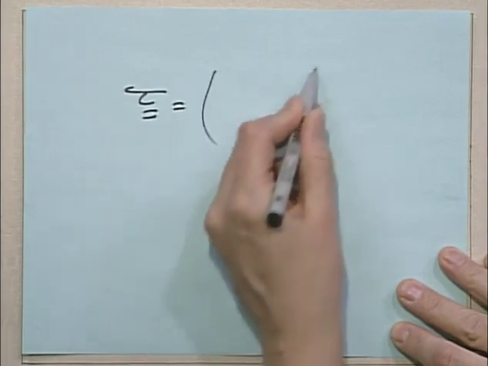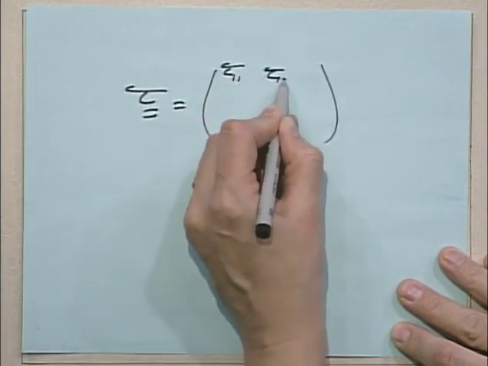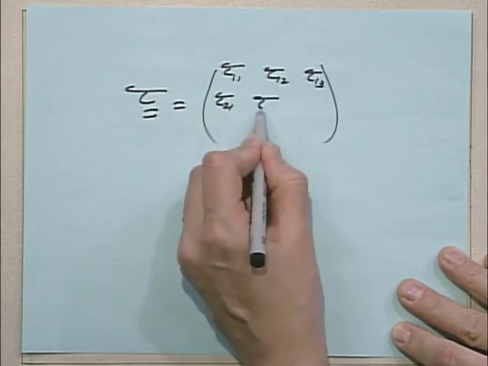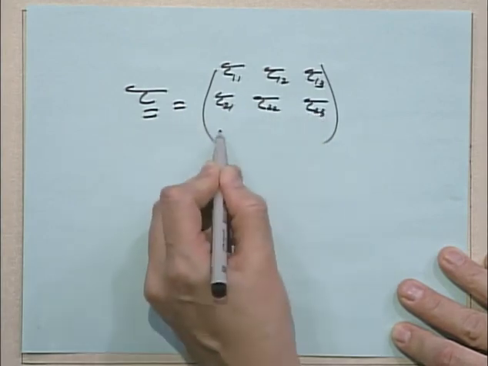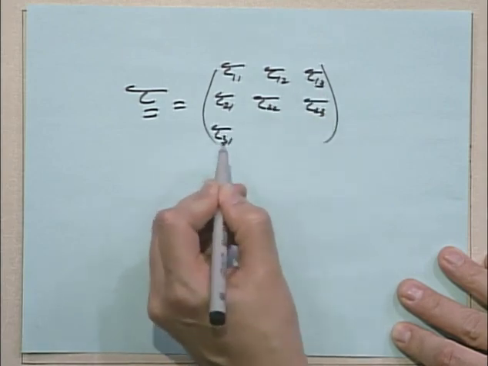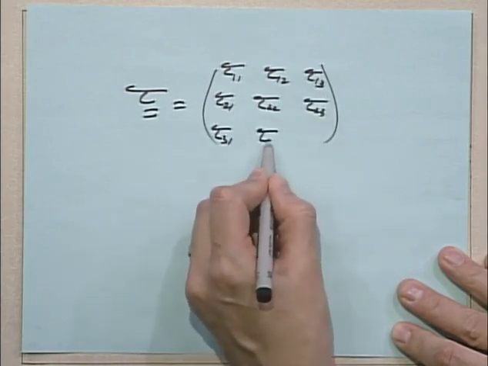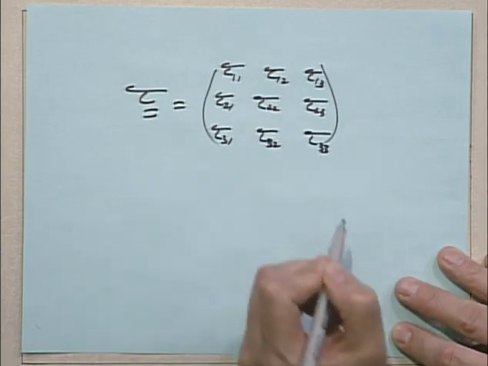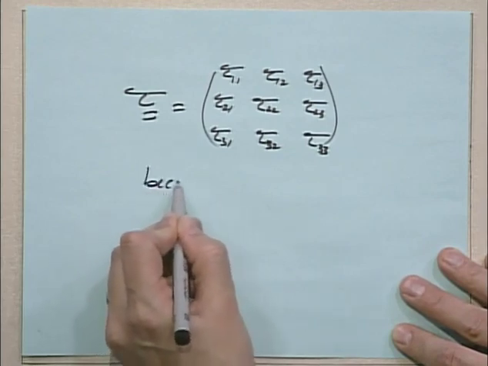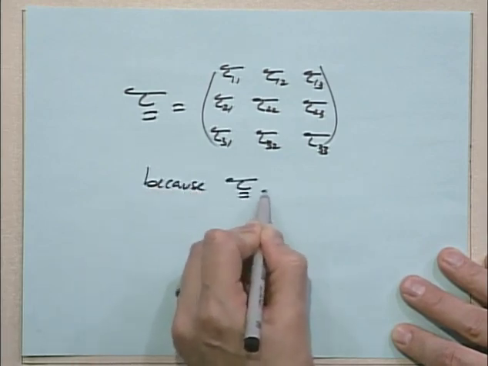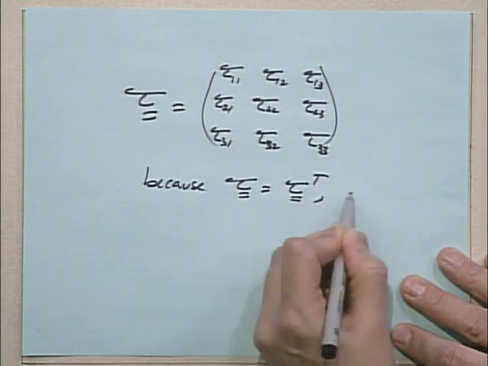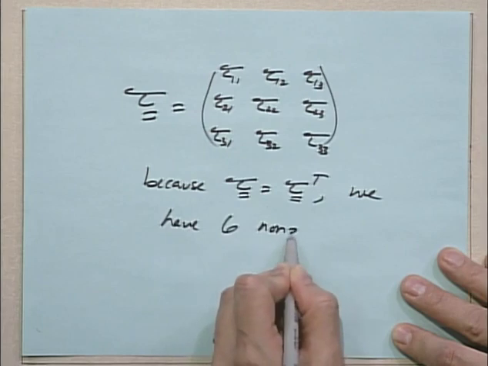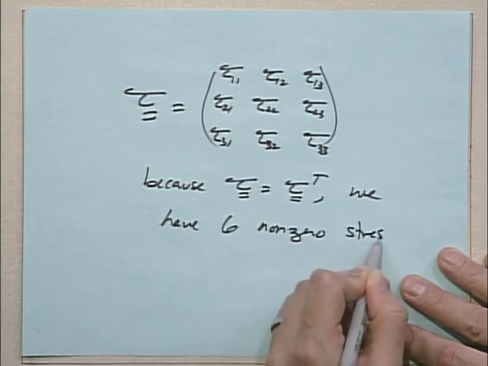The stress tensor is tau 11, tau 12, tau 13, tau 21. These two are equal. Tau 22, tau 23. These two are equal. Tau 31 is equal to tau 13. Tau 32 is equal to tau 23, and tau 33. So there's actually 6. Because tau is symmetric, we have 6 non-zero stress components to measure.